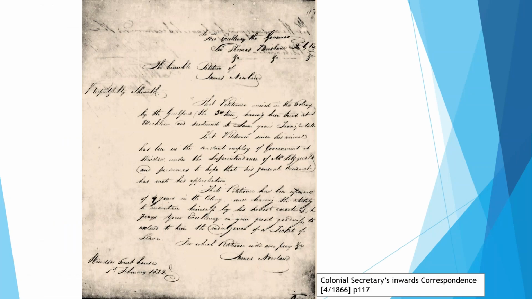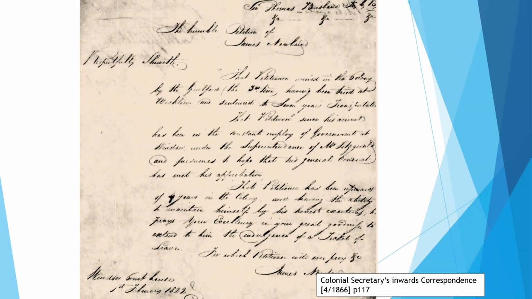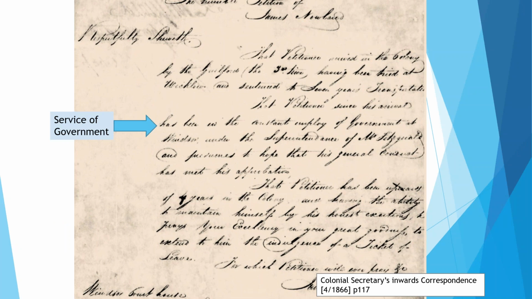Now, if we go to the actual letter, here it is. We zoom in just to get a little bit of a better view. You can see that the petitioner since his arrival has been in the constant employ of government at Windsor under the superintendence of Mr. Fitzgerald and presumes to hope that his general conduct has met his approval. So there you go. One of the beautiful things about Colonial Secretary is that when people write to the Colonial Secretary, in general they want something.